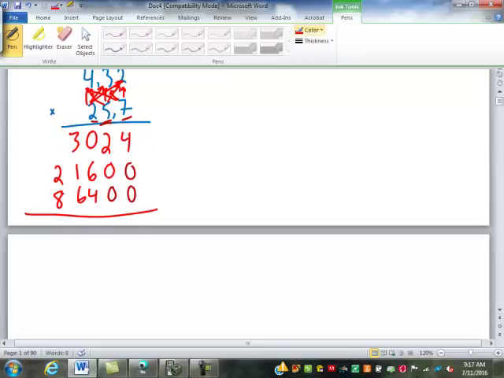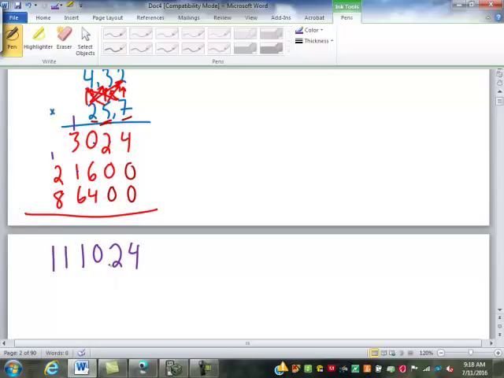So anyway, now we will add these columns. 4 is 4, 2 is 2, 10, so 0 carry the 1. So 1 and 3 is 4, 5, 11. So 1 carry the 1. 1 and 2 is 3 plus 8 is 11.